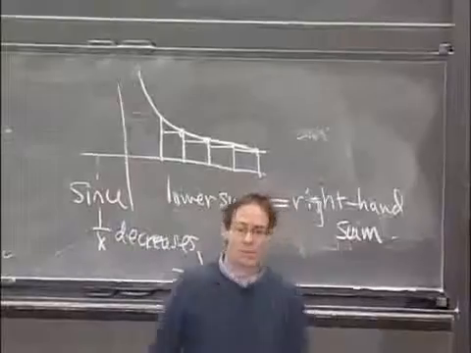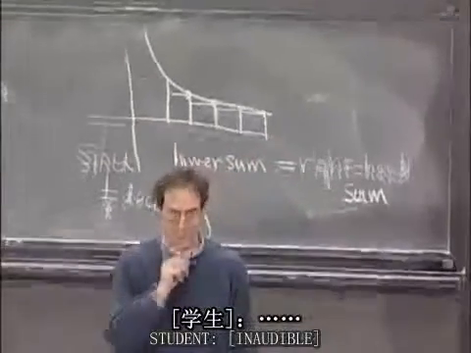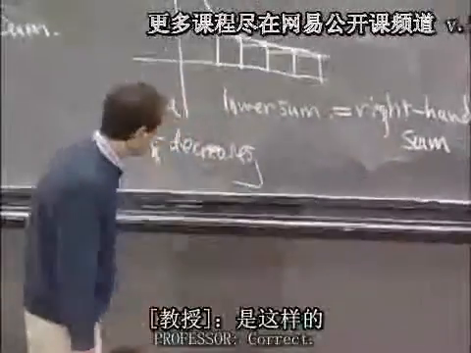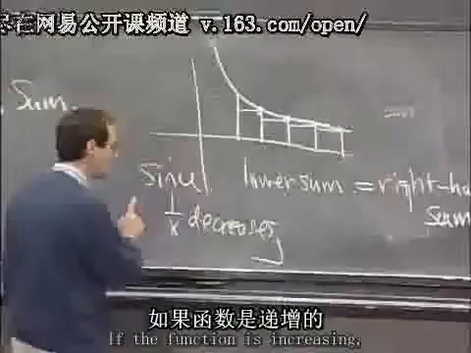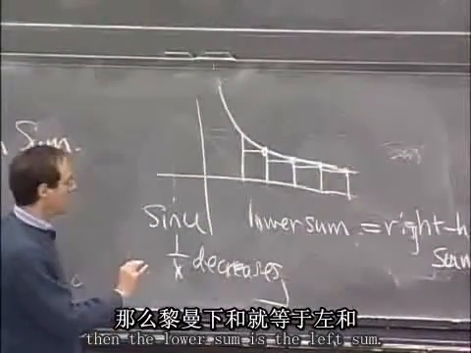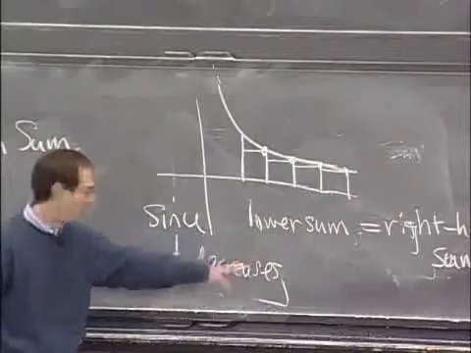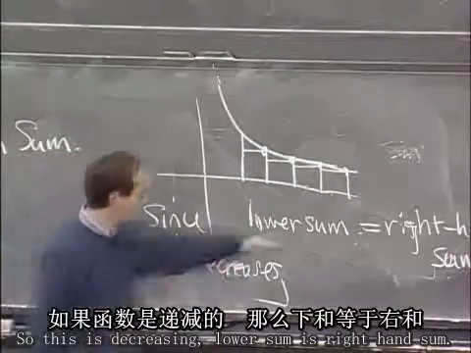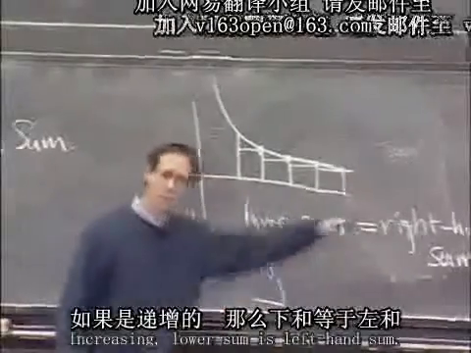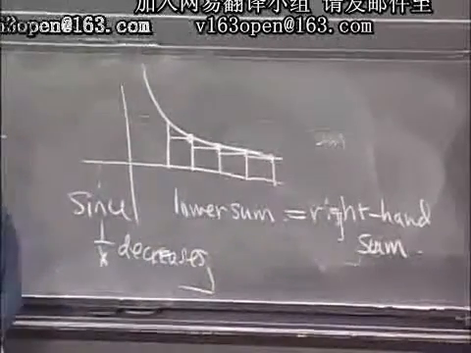Yeah, another question. So if the function increases, then the right-hand sum would be the upper sum, right? Correct. If the function is increasing, then the lower sum is the left sum. So it just exactly reverses what's here. So this is decreasing, lower sum is right-hand sum. Increasing, lower sum is left-hand sum. Is that clear?